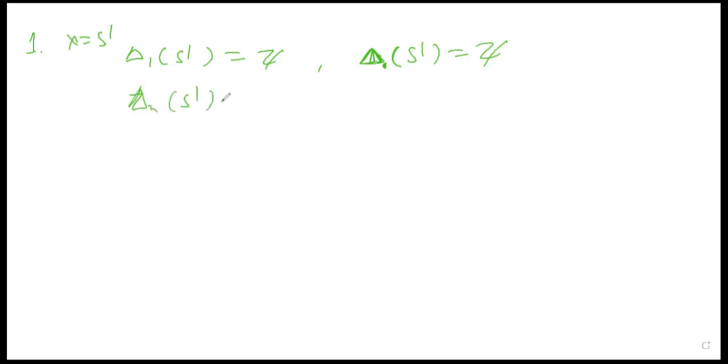So in the first example, what we have is delta 1 S1, right? Delta naught is Z, only one 0 simplex. This is again Z, and delta n S1 equals 0 for n greater than or equal to 2.